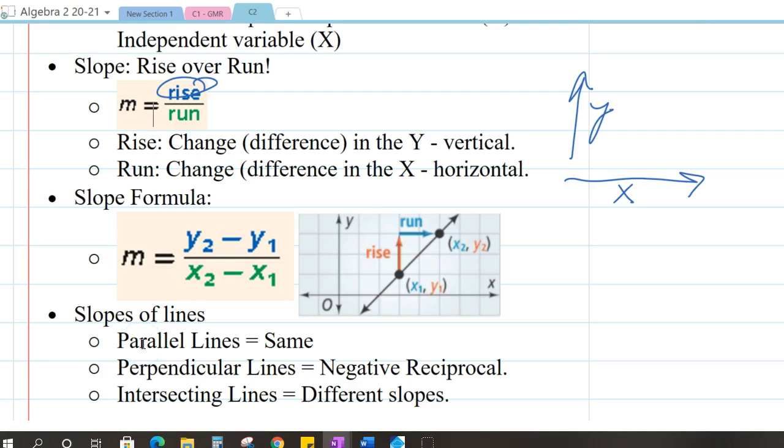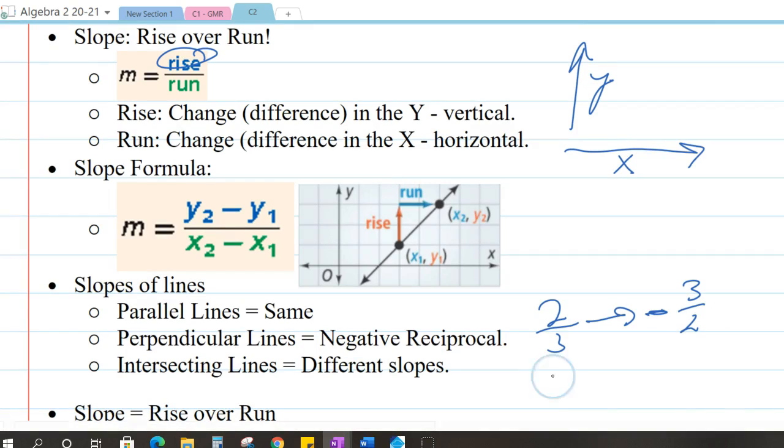Now, a couple special situations. Parallel lines have the same slope. Perpendicular lines have a negative reciprocal, and intersecting lines simply have a different slope. Negative reciprocal. What is a negative reciprocal? If I have a fraction 2/3, the negative reciprocal will be negative 3/2. Notice I simply switched the negative sign.